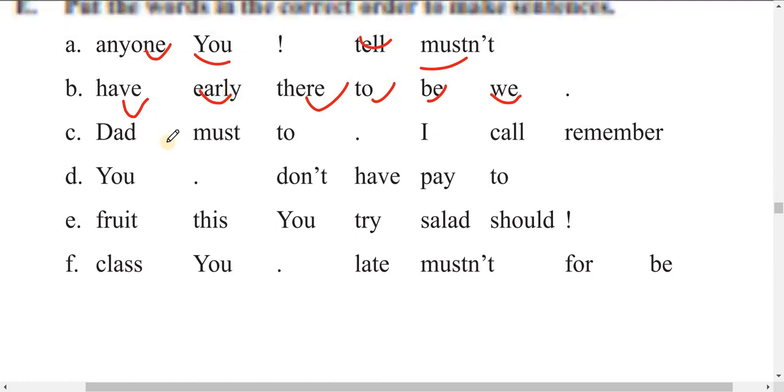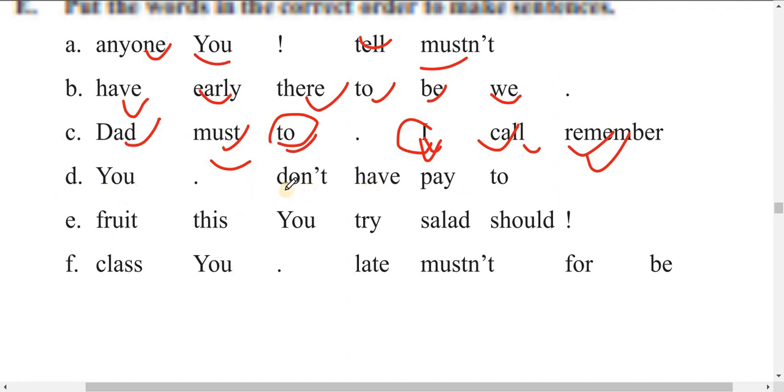Now see, I must remember to call dad. In this way, first of all I, then must remember to call dad. I must remember to call dad. D, you don't have to pay. In this way, it's very easy. You don't have to pay.